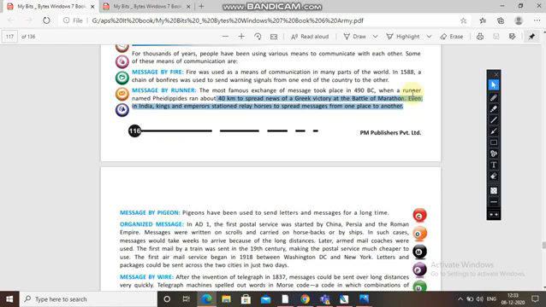Now, organized message. In AD 1, the first postal service was started by China, Persia and the Roman Empire. Remember this: China, Persia and the Roman Empire. Messages were written on scrolls and carried on horseback or by ships. In such cases, a message would take weeks to arrive because of the long distances. But the first postal service was started by these three: the Roman Empire, Persia and China.